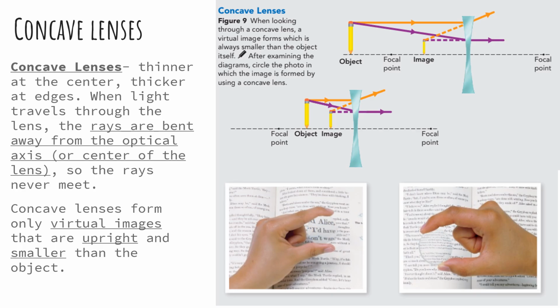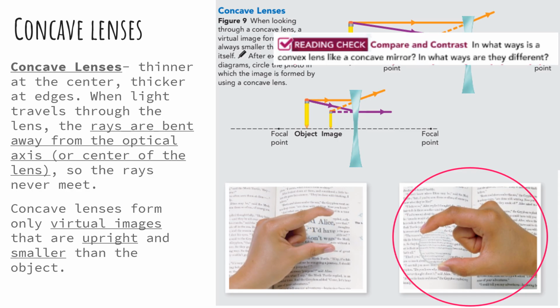Concave lenses, figure 9. When looking through a concave lens, a virtual image forms which is always smaller than the object itself. After examining the diagram, circle the photo in which the image is formed by using the concave lens. And that, of course, is going to be this one because the text appears smaller.